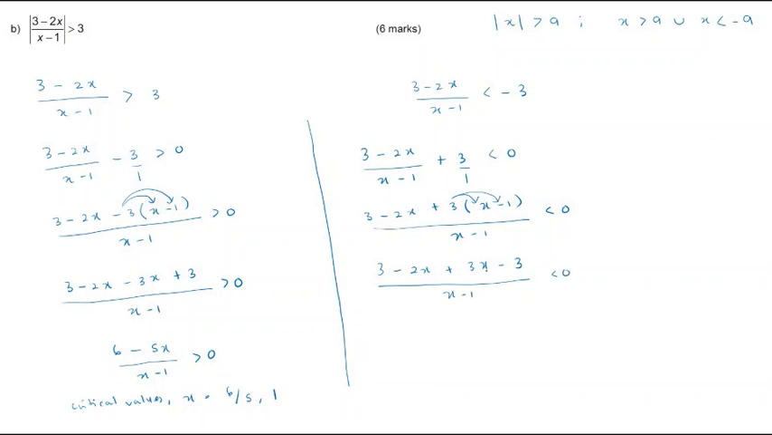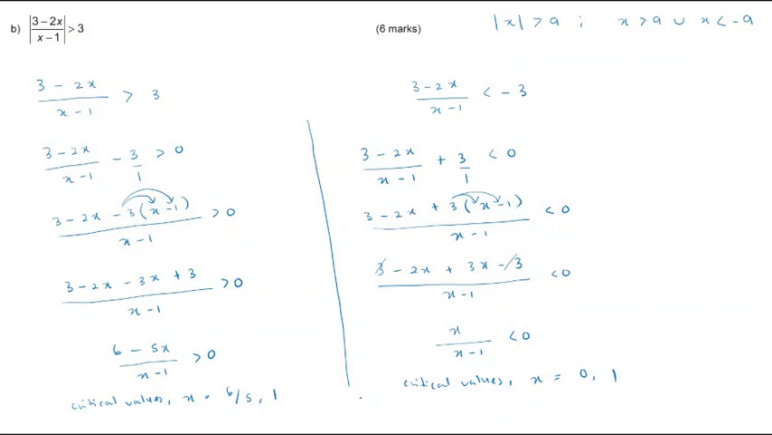Let's simplify. 3 minus 3 is 0. Negative 2x plus 3x is x over x minus 1. So again, we have a fraction. From here, we can get the critical values. From the numerator, x equal 0. Denominator x minus 1, so x equal 1.